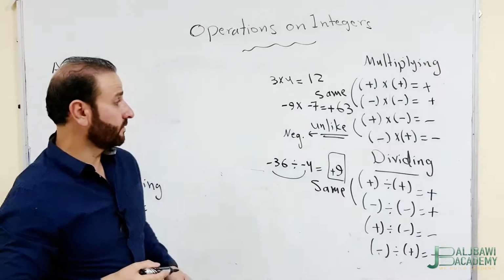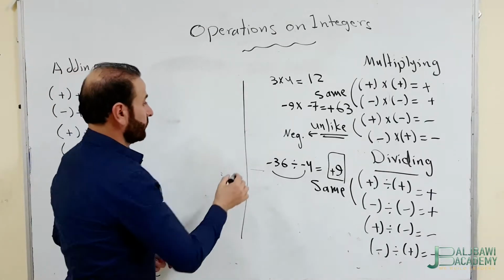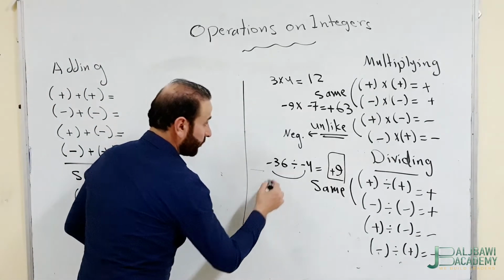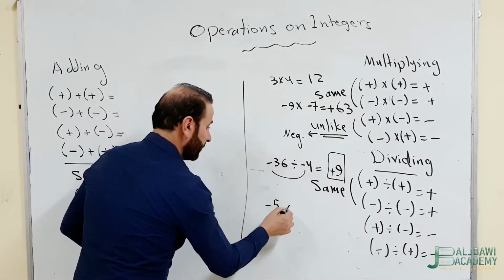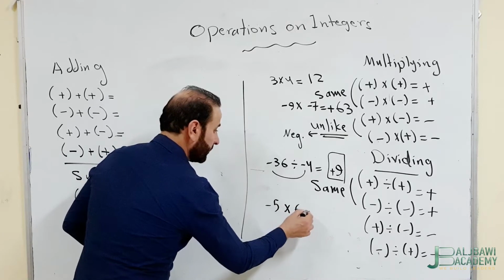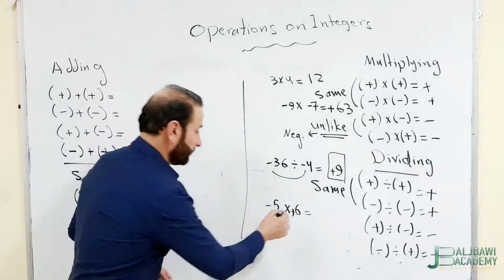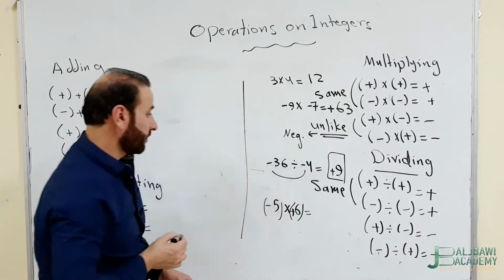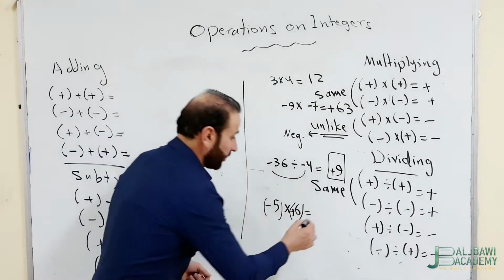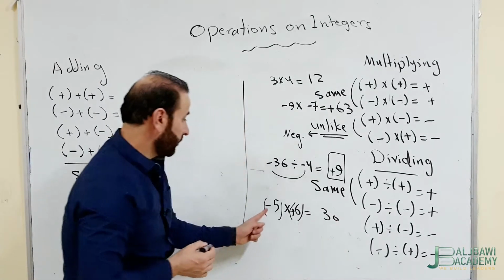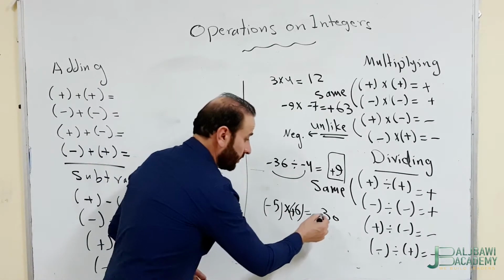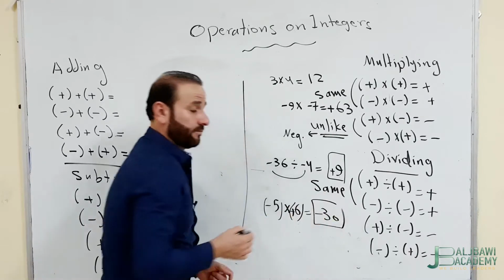Let me give you an example. If I multiply, for example, negative 5 multiplied by 6, they have different signs. Here you can put positive 5 as well. Negative 5 multiplied by 6 equals 30. Now we have different signs, so the sign will be negative.